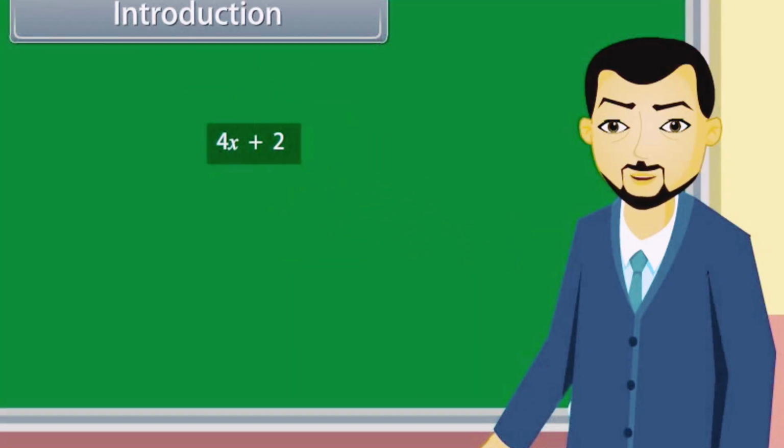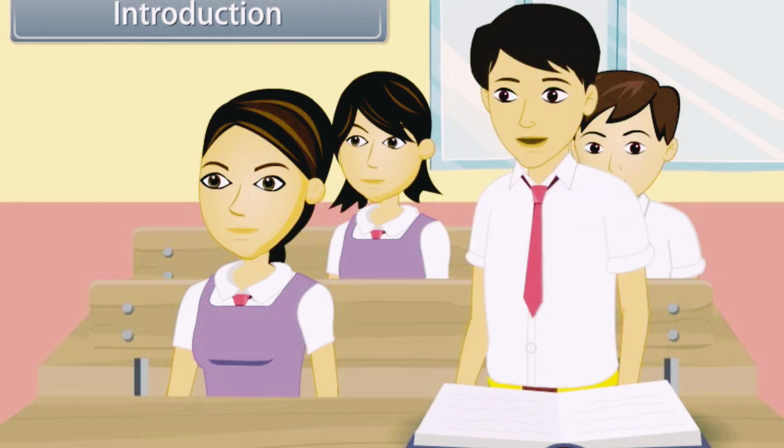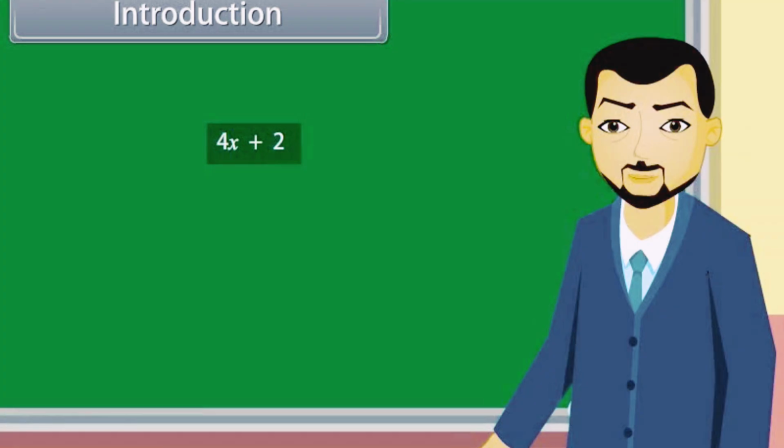Students, look at this polynomial. What can you say about this? This is a polynomial in the variable x of degree 1. You're right. Similarly, 2y square minus 3y plus 4 is a polynomial in the variable y of degree 2.